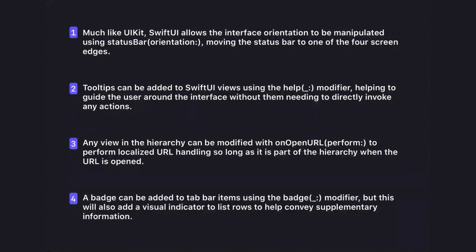Statement number 2, tooltips can be added to SwiftUI views using the help modifier, helping to guide the user around the interface without them needing to directly invoke any actions. Statement number 3, any view in the hierarchy can be modified with onOpenURL perform to perform localized URL handling so long as it is part of the hierarchy when the URL is opened. And statement number 4, a badge can be added to tab bar items using the badge modifier, but this will also add a visual indicator to list rows to help convey supplementary information.